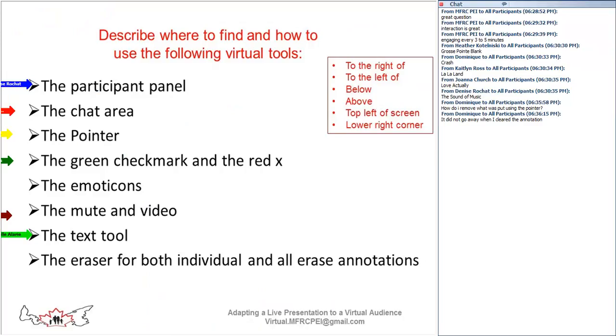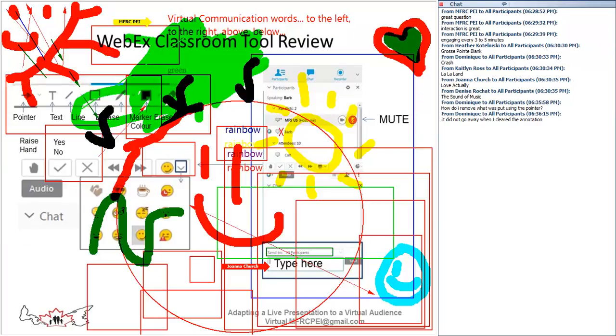Glenda, can you explain about the pointer? Yes. At the top left of the screen of the virtual session, you will find the pointer. Once you click on it, all the participants can put their name and explain in the text, in the image, the content that they are talking about.